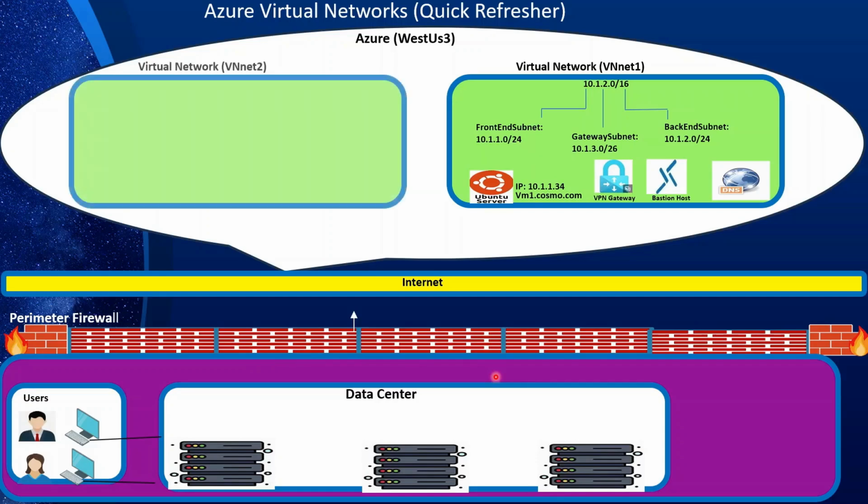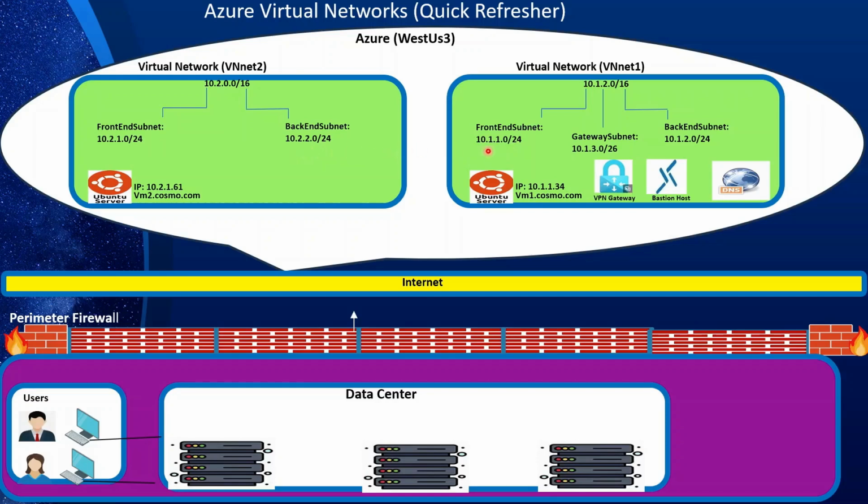Let's say we create another VNet. This one is VNet 2. We use a different prefix like 10.2.0.0/16, and again we can divide it into smaller subnets, and then we can also start assets such as VMs within this VNet. But again, these two are completely separated.